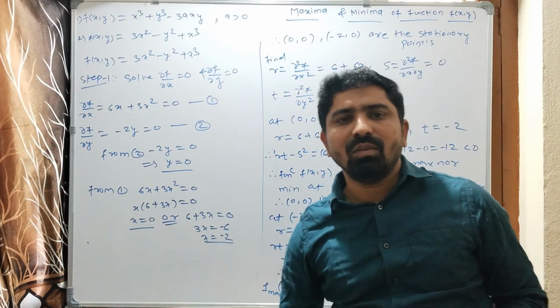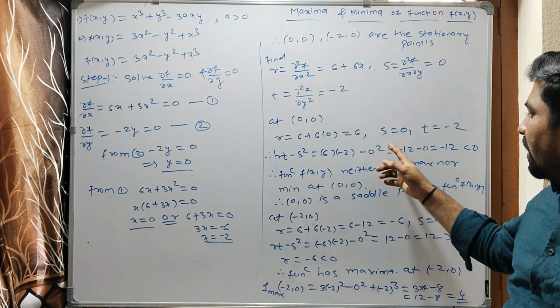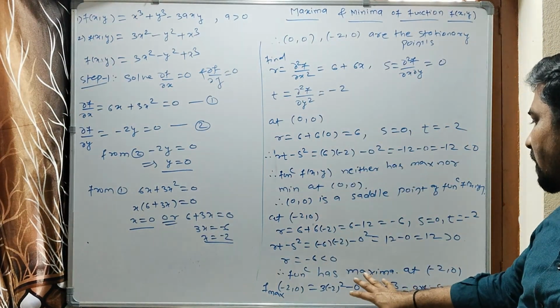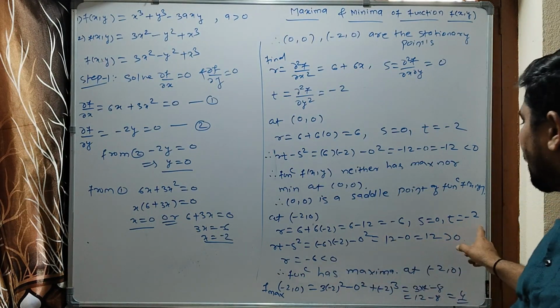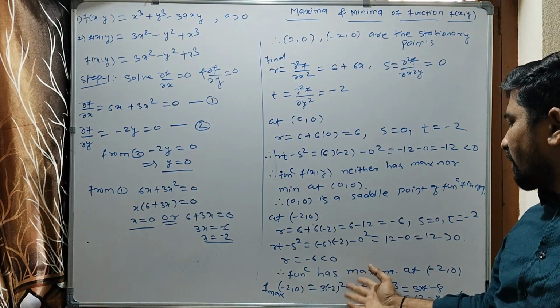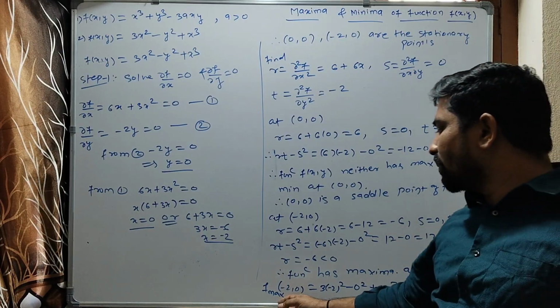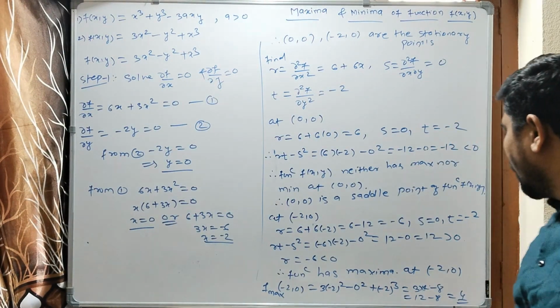If rt minus s² is greater than 0 and r is less than 0, as in this example, then your function has a maximum at minus 2 comma 0, and the maximum value at minus 2 comma 0 is 4.